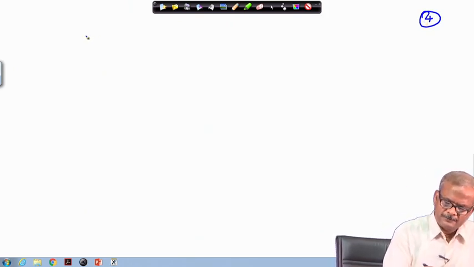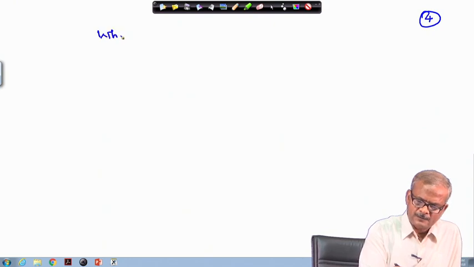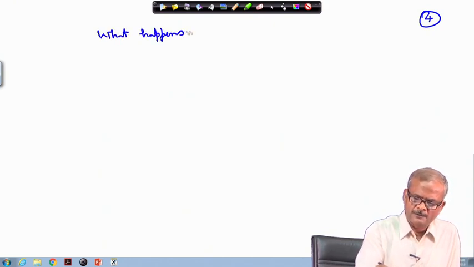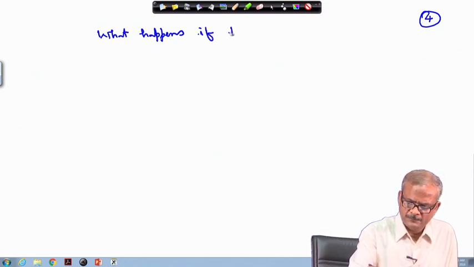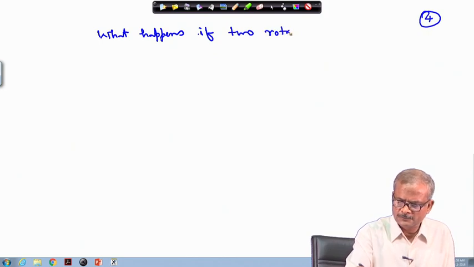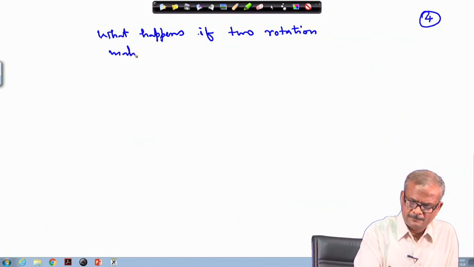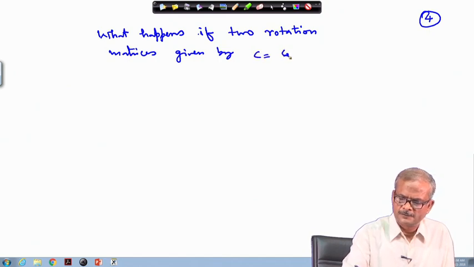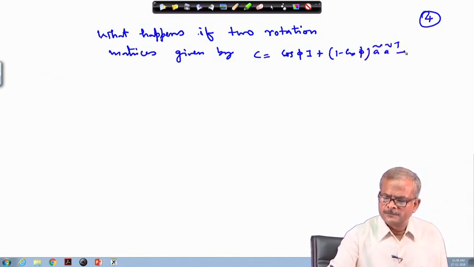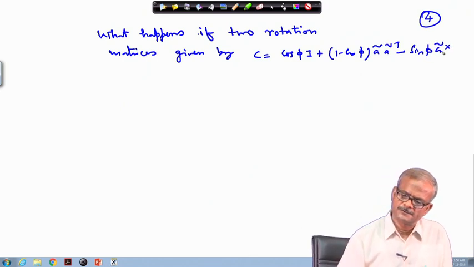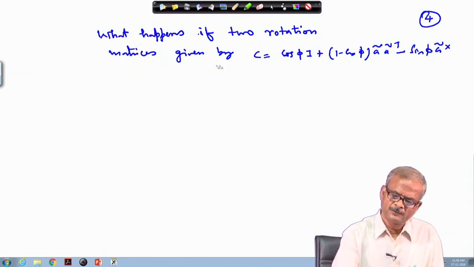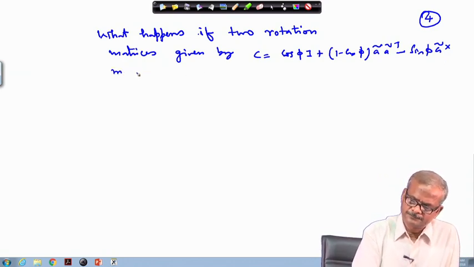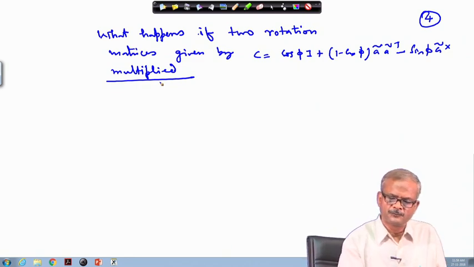Now, the question arises: what happens if two rotation matrices, given by C equal to cos phi I plus 1 minus cos phi A tilde transpose, minus sin phi A tilde cross, are multiplied? It means we have a composite rotation.